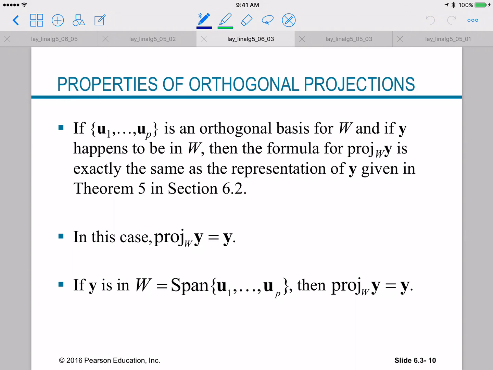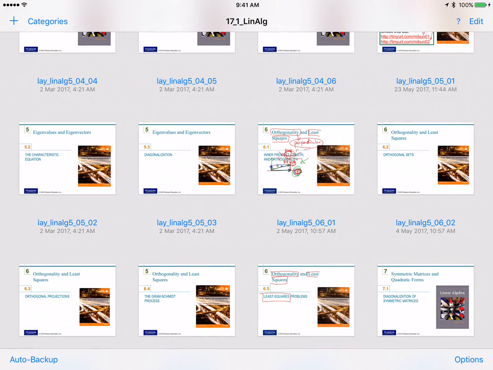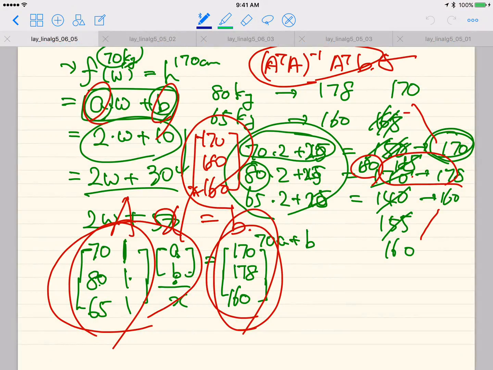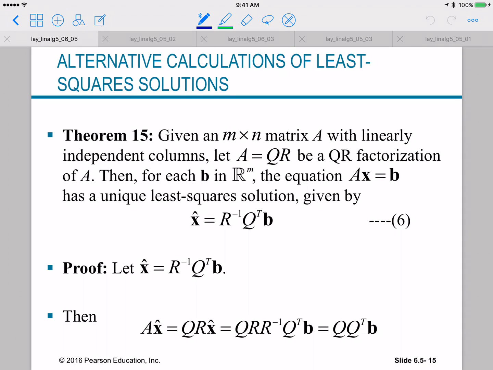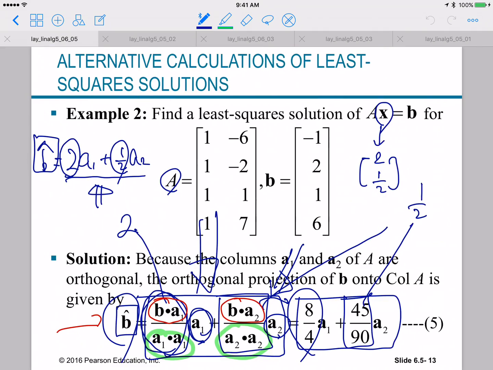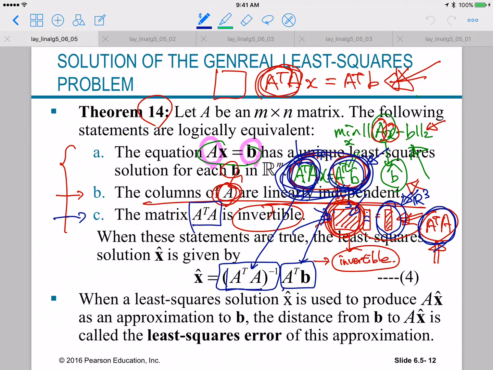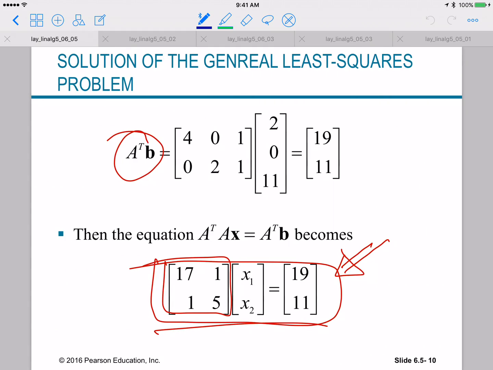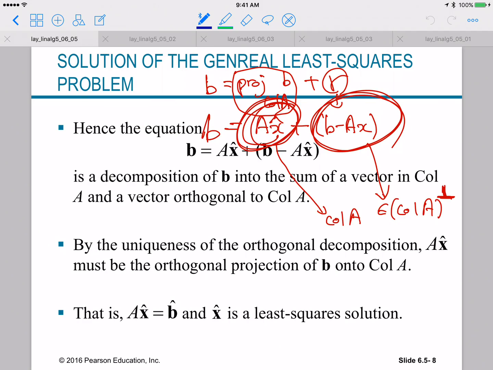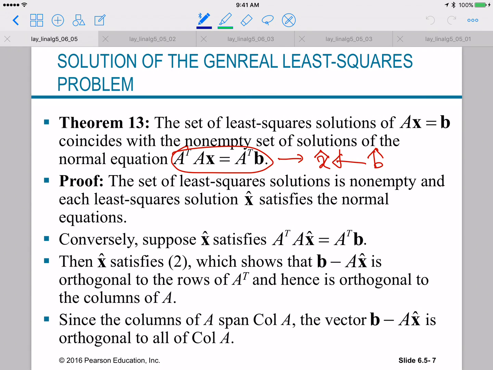So one student asked a question about this least squares. Okay, so in least squares, we first consider the orthogonal projection of B onto the column space of A, right? So that was kind of the initial starting point, right?